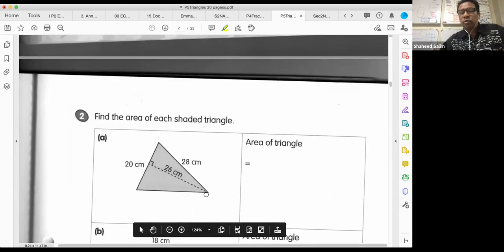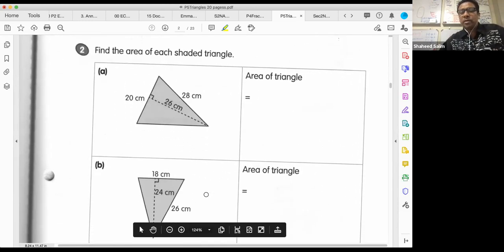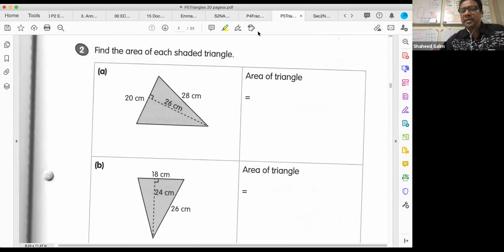Now you must know which one is the base and height. They give you some numbers. If you do not know where the base and height are, you must find the right angle. They will meet each other like that down here.